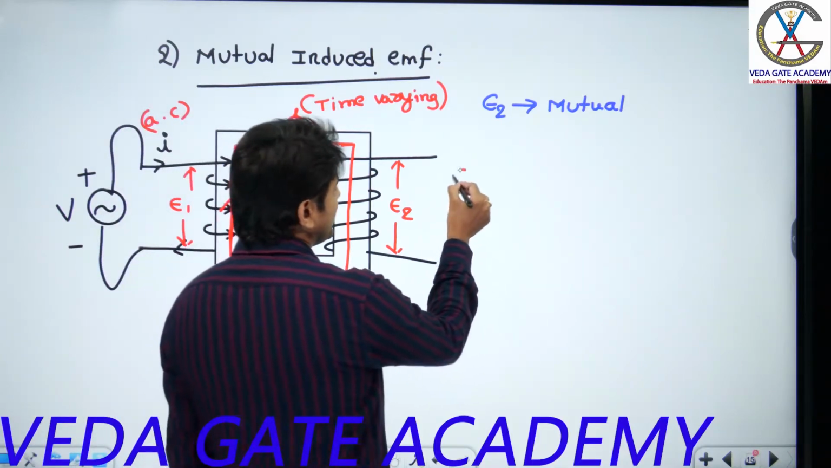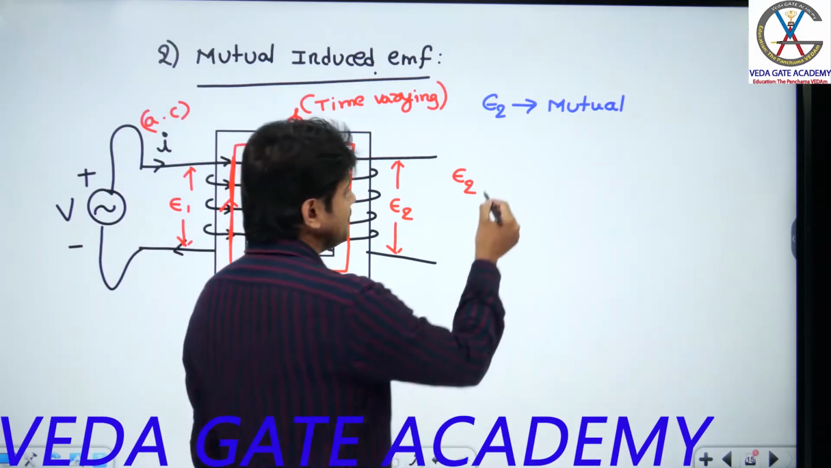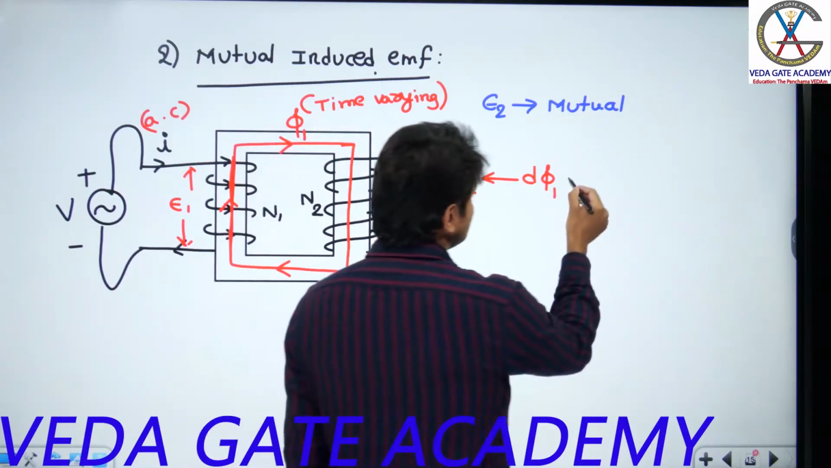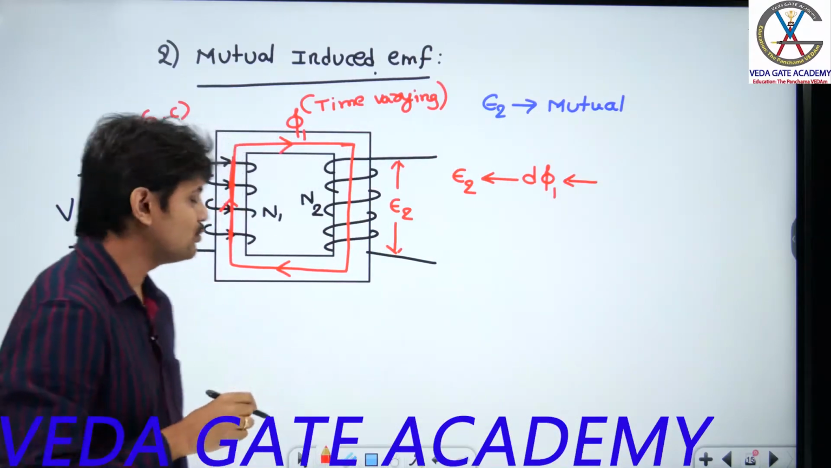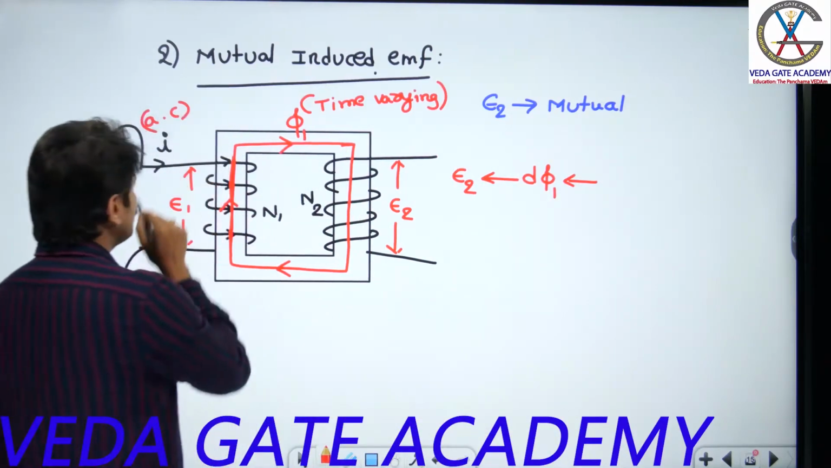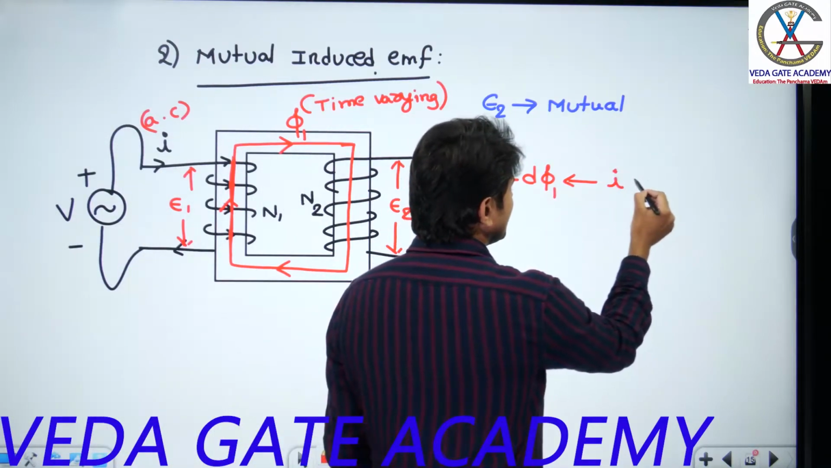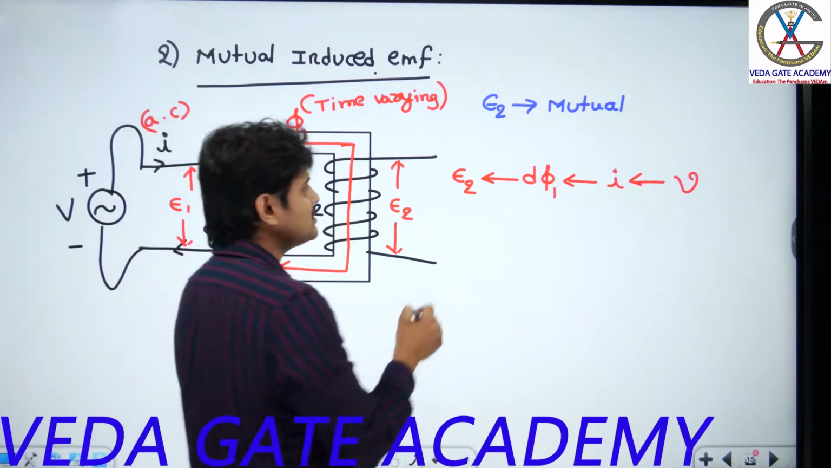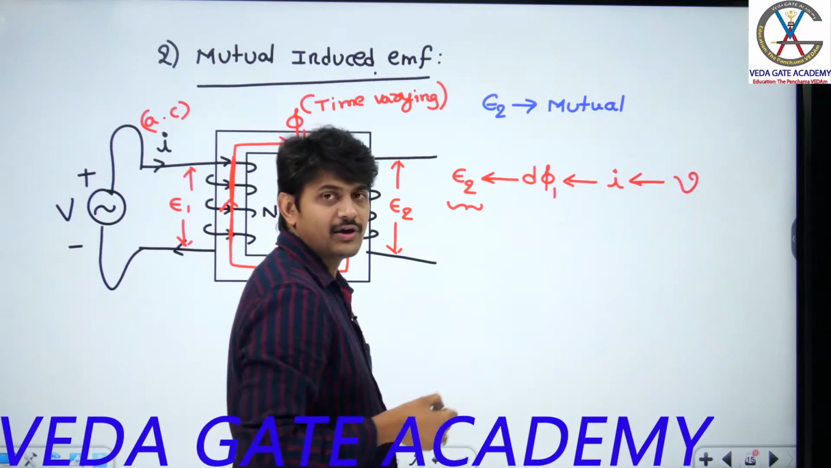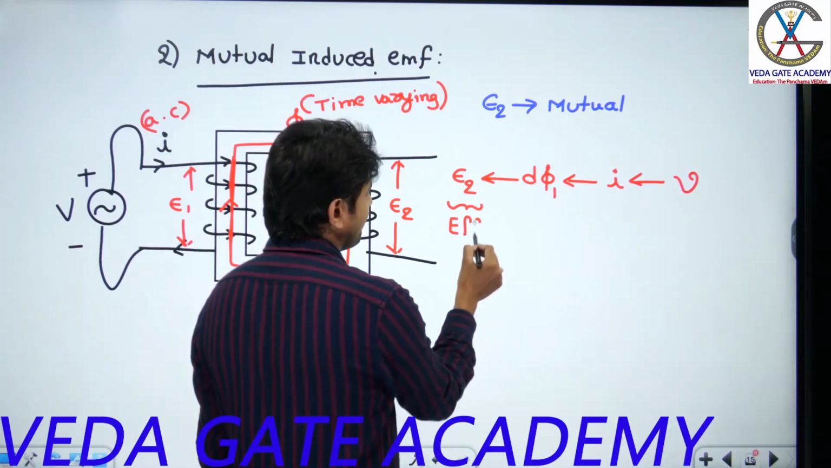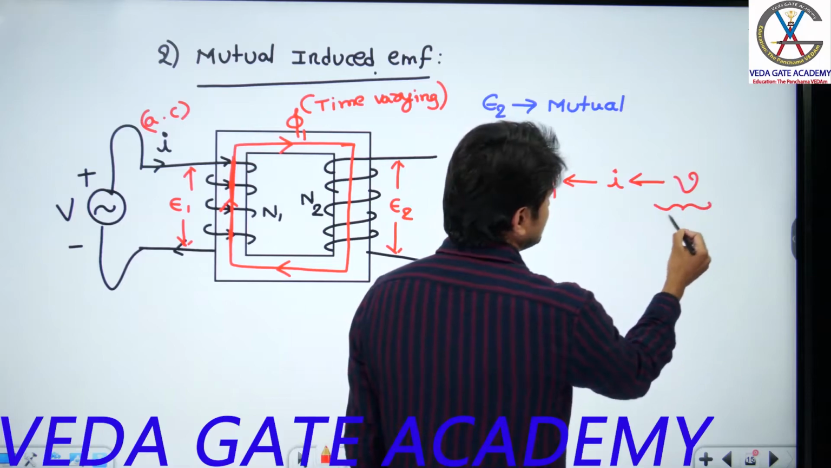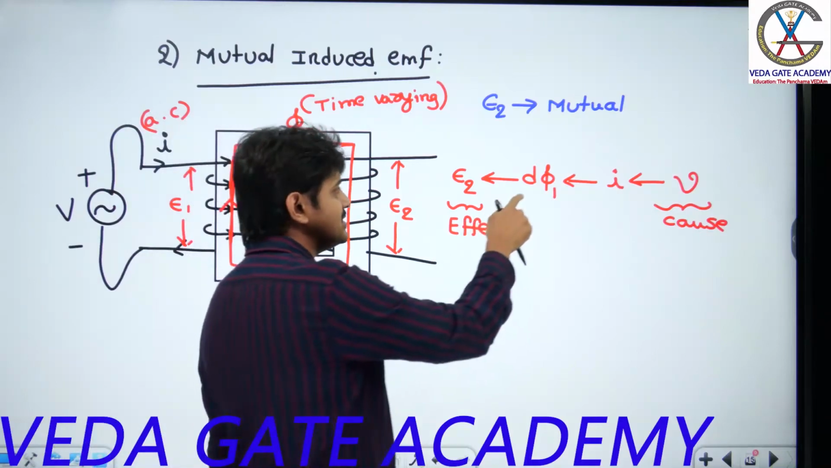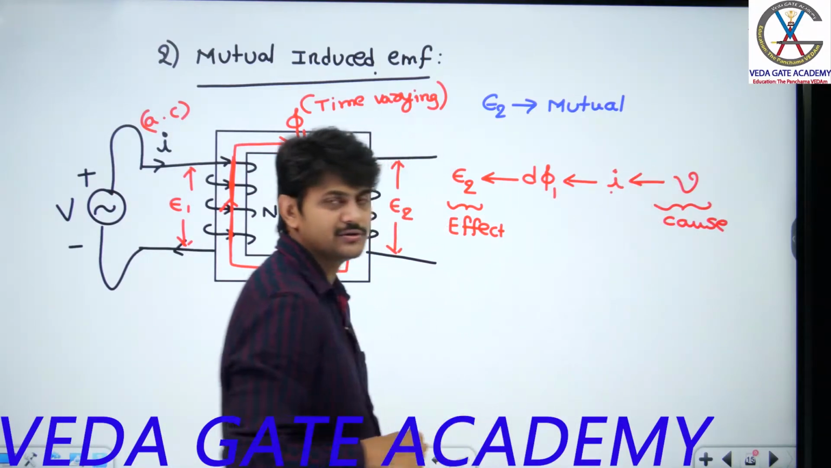Now here, if you do the analysis, this mutual induced EMF is produced because of what? Change in flux linkages. This change in flux linkages is created because of the current flowing through which coil? Coil 1. So what is the current that is flowing through this coil? I. And this current I is produced because of what? Applied voltage. So according to Lenz's law here, what is the cause and what is the effect? My effect is this one. And what is the cause for the production of this one? Applied voltage. Right? So this E2 is produced because of change in flux linkages, which is created because of current, and this current is produced because of applied voltage.